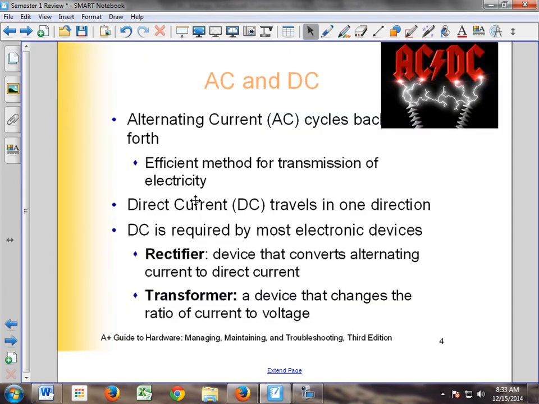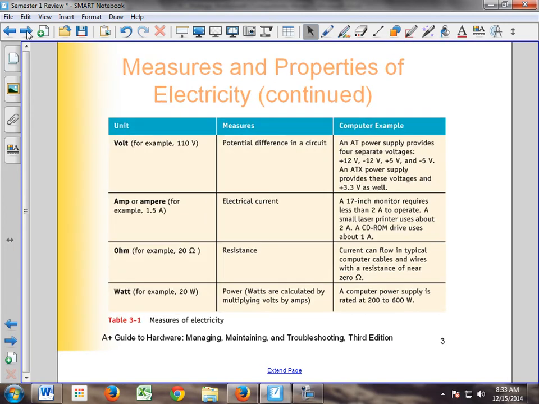My power connector. We know that AC is the most efficient way to transmit electricity, but DC is what we have in electrical devices. We have a transformer rectifier that changes it from AC to DC and then changes it to those various voltages that we have inside of our PC.